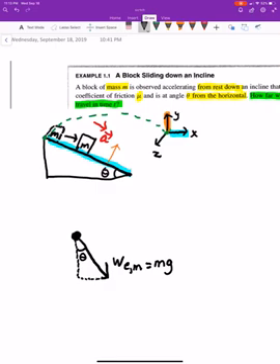Let's see, what other forces do we have going on? Well, we have a normal force that is from the ramp pushing back up on it. And we have a force I'll call friction, opposing motion.